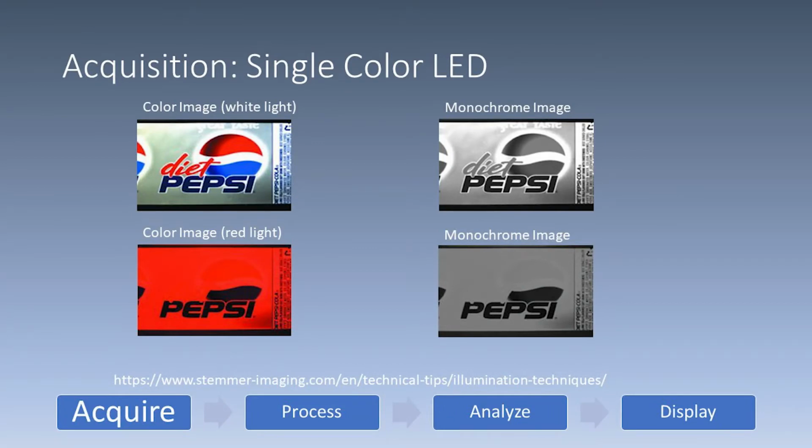If instead you use a red LED, all the red information goes away, and you're left with just the Pepsi in the bottom of that logo. So you have a couple of different ways that you can configure your system. You could go with a color camera and white light, or you could go with a black and white camera and a red LED. And in general, I'll get into the cost of things, but black and white cameras are cheaper. So you might find that going out and buying a red LED solves your problem instead of having to do color analysis.